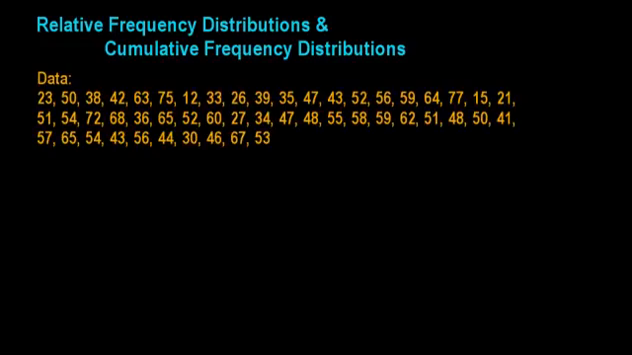Two variations of the basic frequency distribution are the relative frequency distribution and the cumulative frequency distribution. We previously worked an example of a basic frequency distribution, so we'll continue with that example and see how we would compute these two. So this was the data we had. We had 50 students who had taken an 80-point statistics exam, and these were their scores.